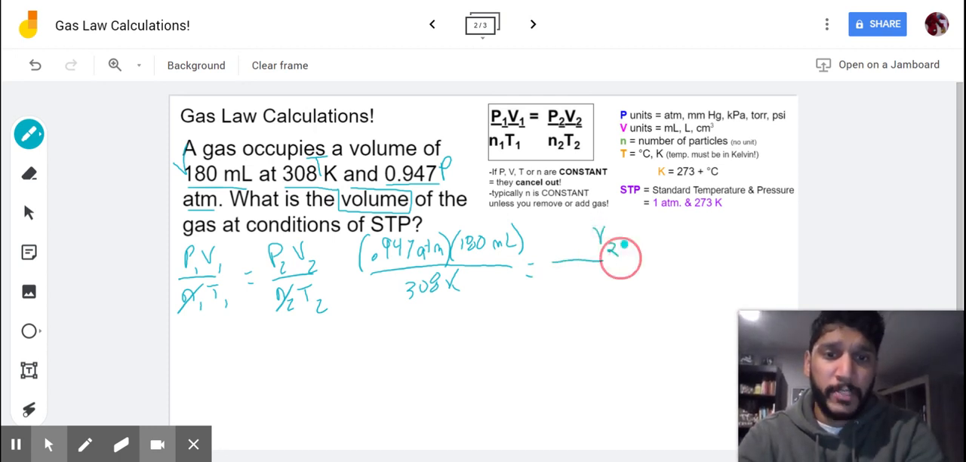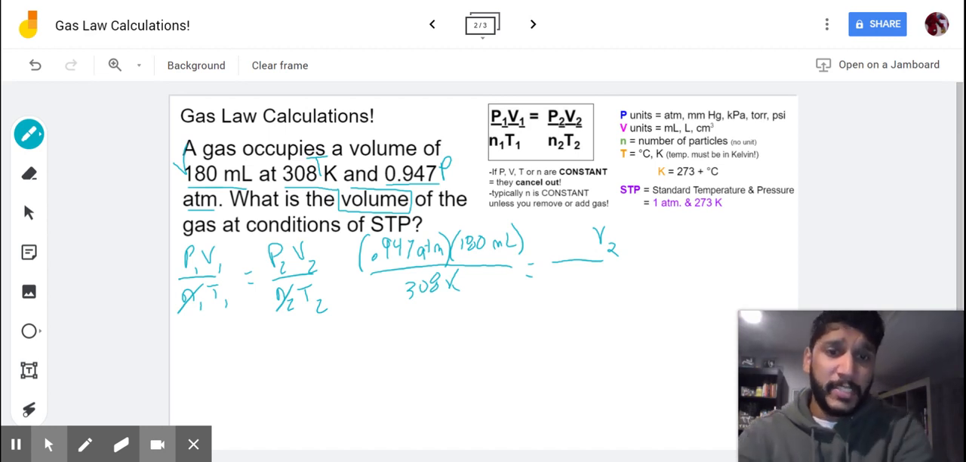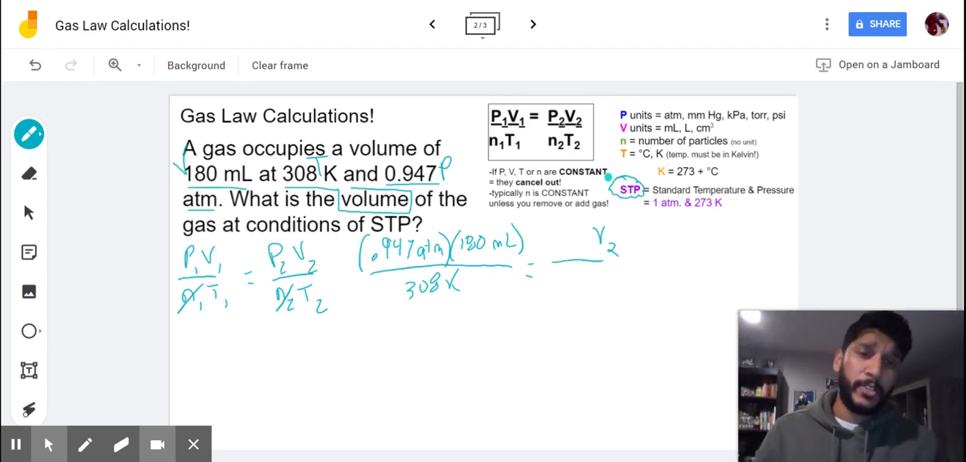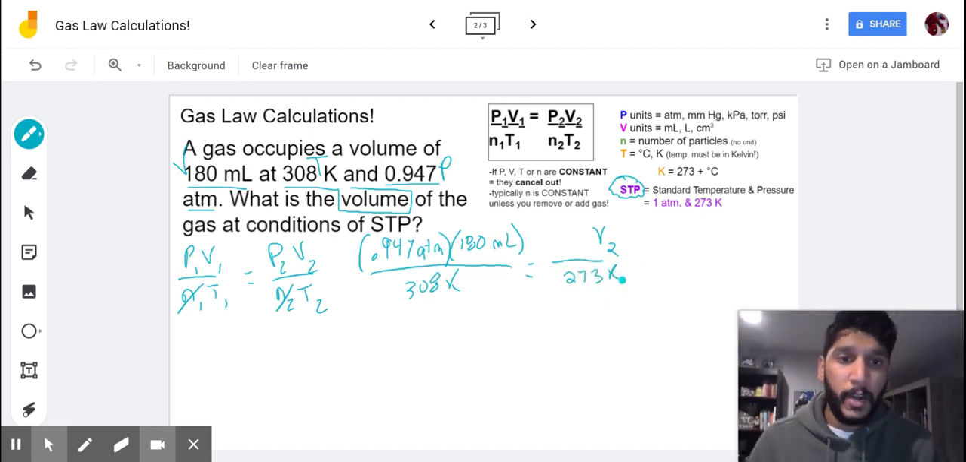So that's going to be our variable that's missing, right? So we're missing V2. But they also don't give us a new pressure or a new temperature. But they did tell us these new conditions are at STP. What STP is? STP is standard temperature and pressure. So it's always going to be this 1 atm and 273 Kelvin. So we can plug in 273 K for our temperature. We can also plug in 1 atmosphere for our pressure.